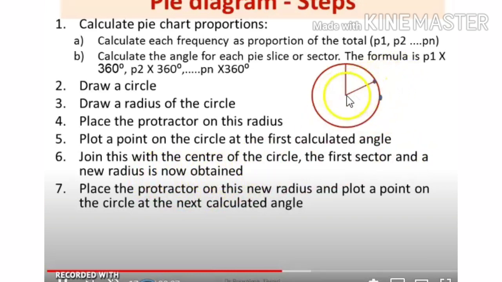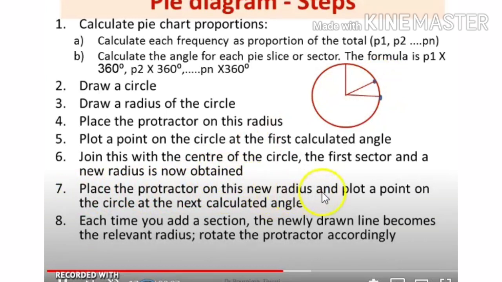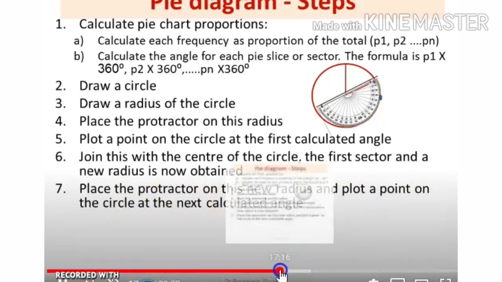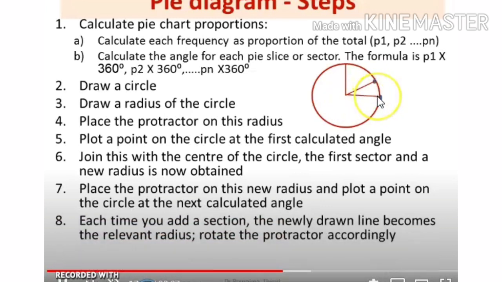So now the new radius is obtained, and place the protractor on the new sector and plot a point on the circle at the next calculated angle. So you will get another line, and when you are placing it you will have to place the protractor here with the new radius and then mark the next reading. Each time you add a section, the newly drawn line becomes the relevant radius.